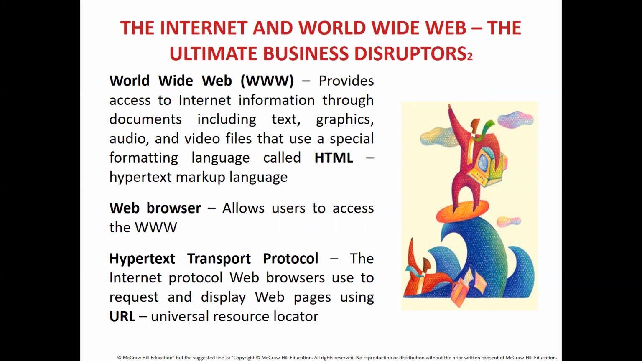World Wide Web, or WWW. So if you're typing down www.google.com, okay, WWW is World Wide Web. It provides access to internet information through documents, including text, graphics, audio, and video files that use a special formatting language called HTML. The long form for the abbreviation HTML is Hypertext Markup Language.